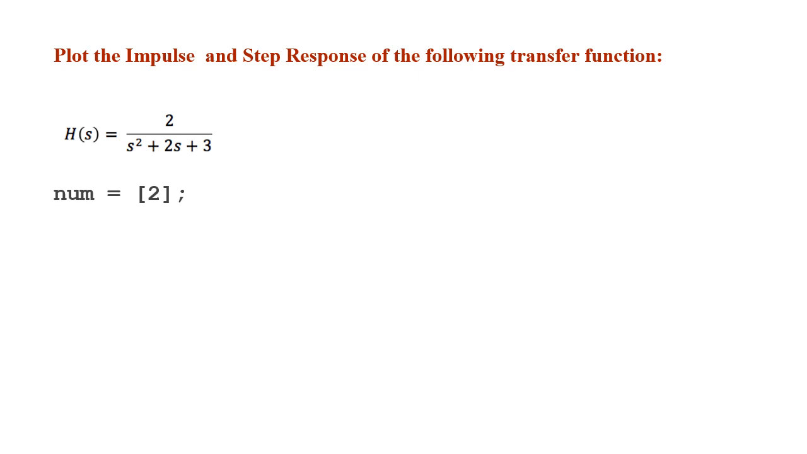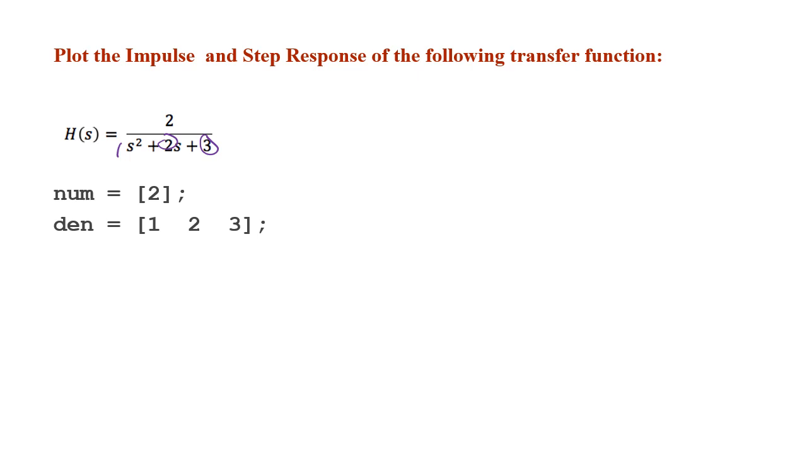And now for the denominator polynomial, we're going to also do the same thing. We're going to store the denominator coefficients in a variable named denominator, and we're going to put the coefficients of the highest power first. So the highest power is s squared, or 2. So the coefficient of s squared is 1. Next, we have the coefficient of s, which is 2. Finally, we have the coefficient of s raised to the power 0, which is 3. So we're going to store these numbers in an array named denominator.